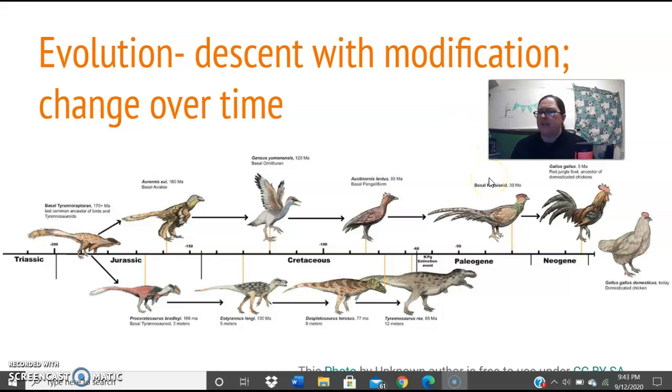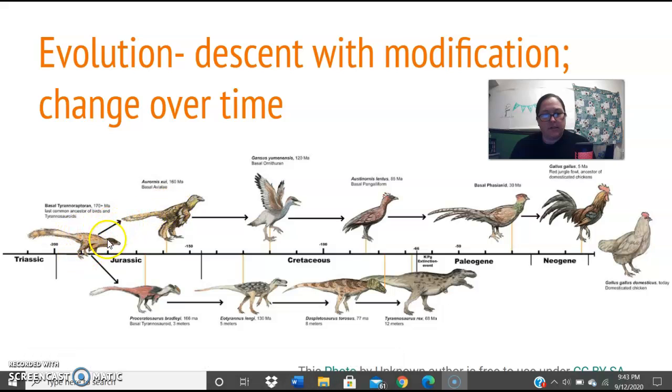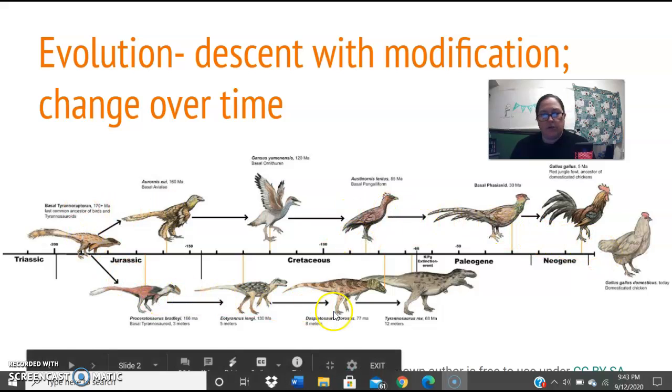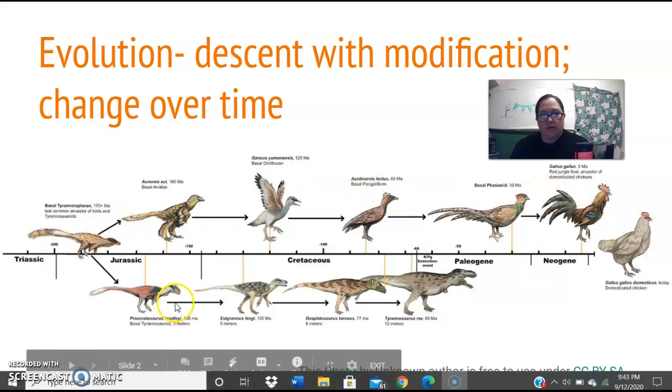Something that's kind of going around right now is that a chicken is descendant from a T-Rex. That is not true. They do have a common ancestor back here in the Jurassic period, and you can see over time where they have diverged. They've separated in the evolutionary records. So here's the T-Rex. Here's the chicken. They have evolved along different times. But you can see how both have changed over time.